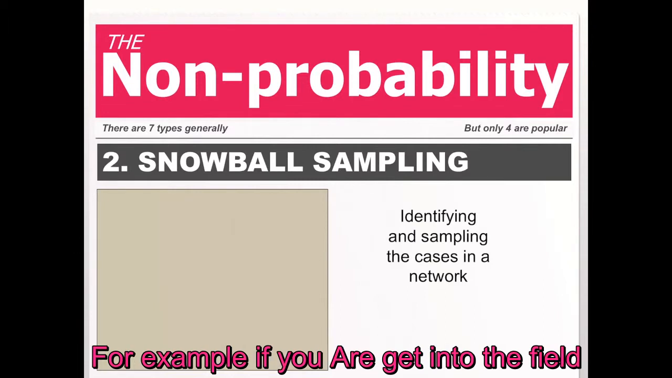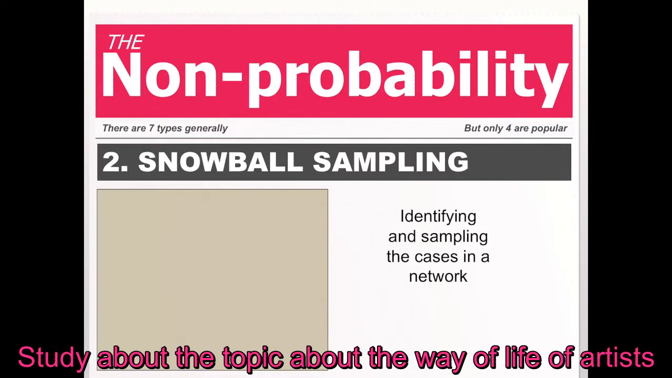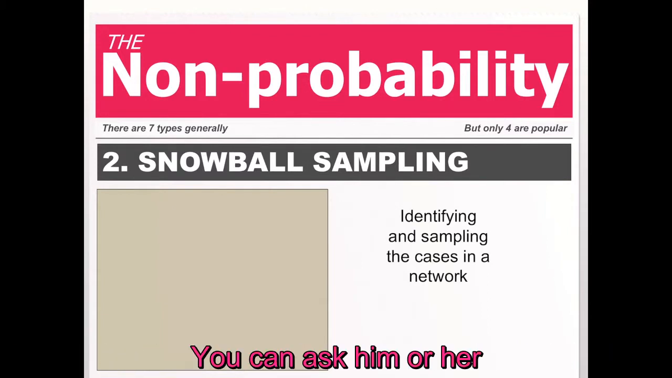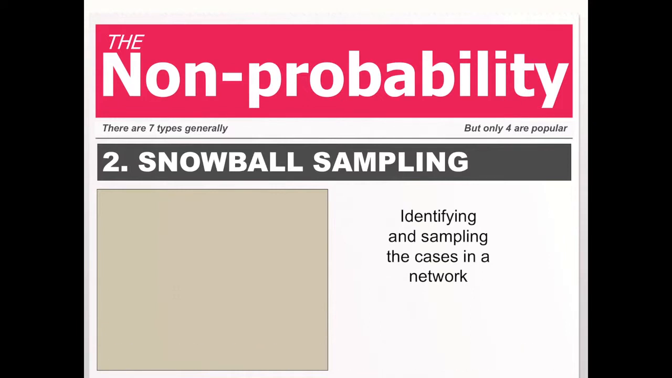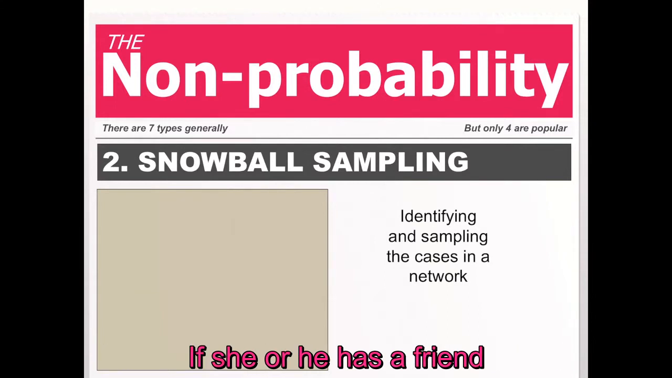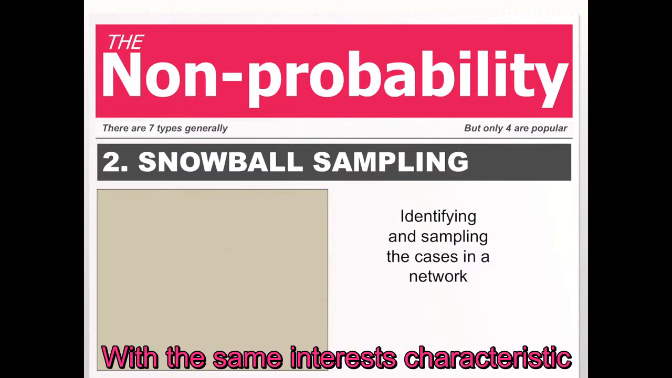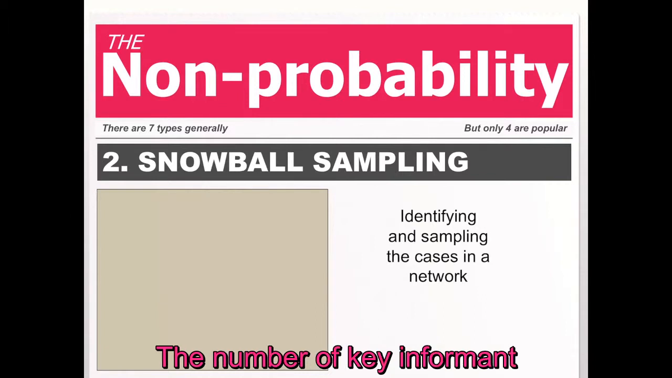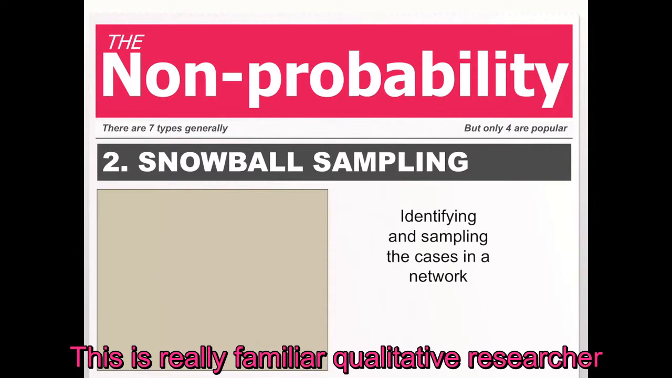For example, if you get into the field and study the way of life of artists, after collecting data you can ask him or her about friends and connections, because this is like identifying and sampling the cases in a network. If she or he has a friend with the same characteristics that the researcher wants, the snowball technique can help the researcher extend the number of key informants. Most qualitative researchers are very familiar with this.